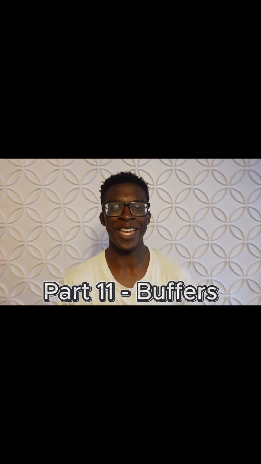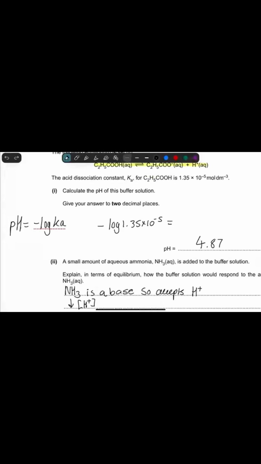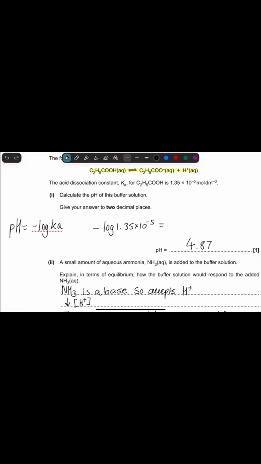I got 258 over 270 in my A-level chemistry exam, and this is how I beat the examiner. Okay, so we're going to start with this question, really basic, pH, yeah? pH equals minus log Ka. Just put it in, you're going to get 4.87 for that. Let's go to part 2.